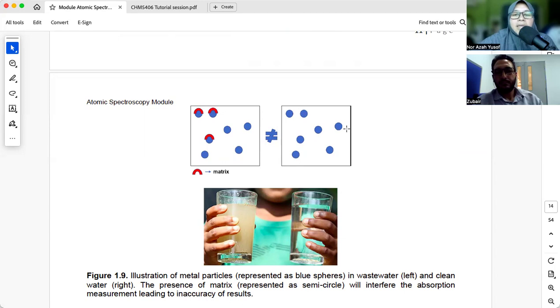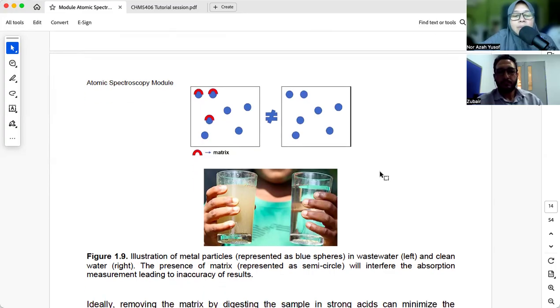And this is the standard solution. Standard solution means that there is no matrix effect. Okay, so since you are doing the sample, right?